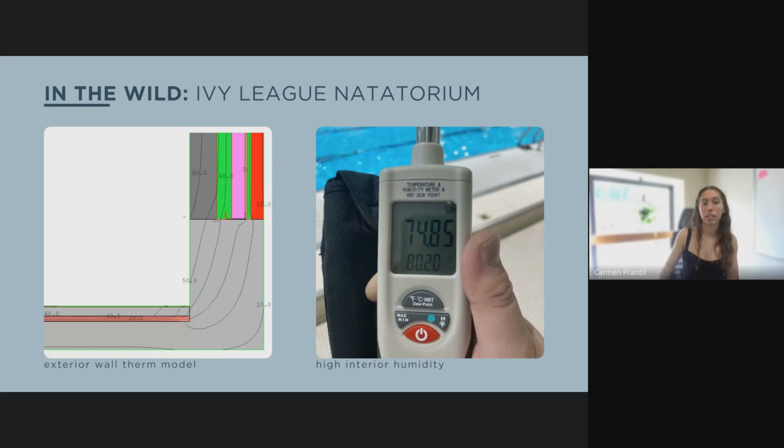So here we can see 75% relative humidity, 80 degrees. So that's a lot of water. And then here we're seeing a third model with the temperature gradients kind of through it, and we can see that the interior surface is quite cold.